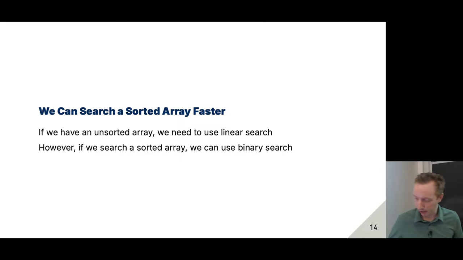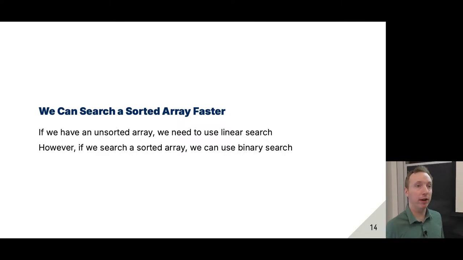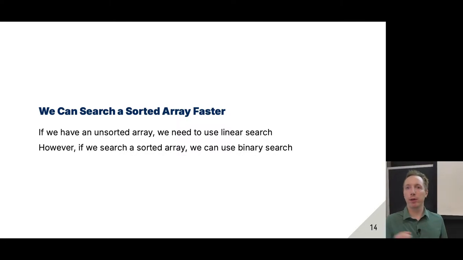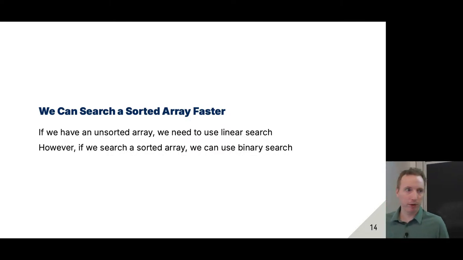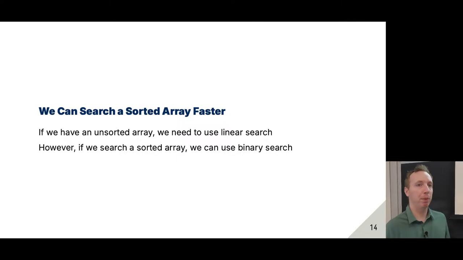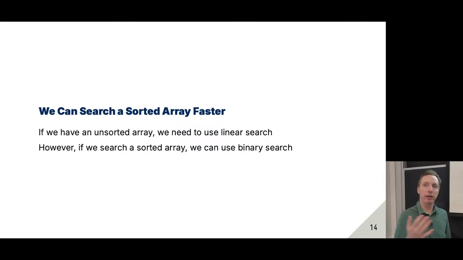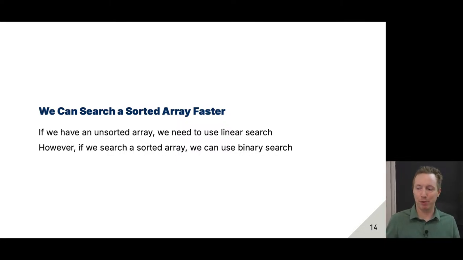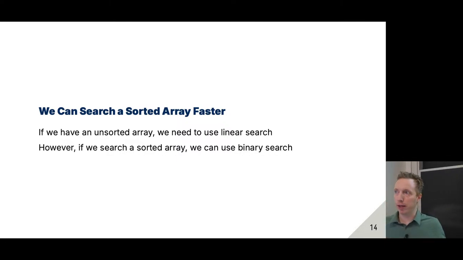In summary for today then, if the array is sorted, we can search it faster. If it's unsorted, the best we can do is a linear search, which is just iterating through the array, checking the values, seeing if it matches, and returning the index if it does. However, if the array is sorted, then we can use binary search, which is just the idea of cutting the array in half every time until you find the element or your bounds don't make sense anymore. And then it's obviously not in the array, so you can return that it is not found.